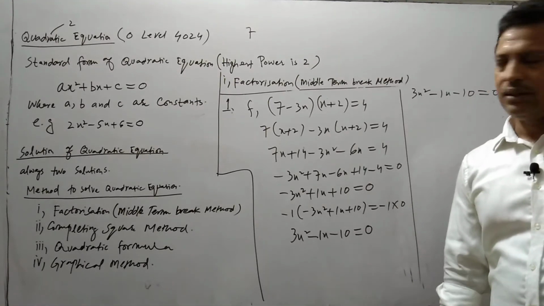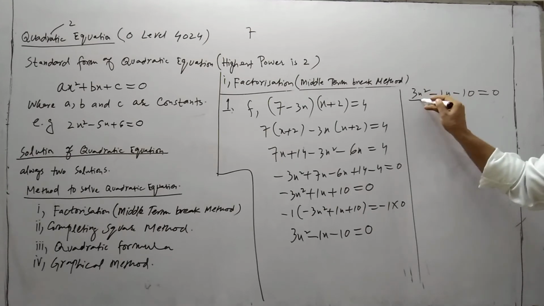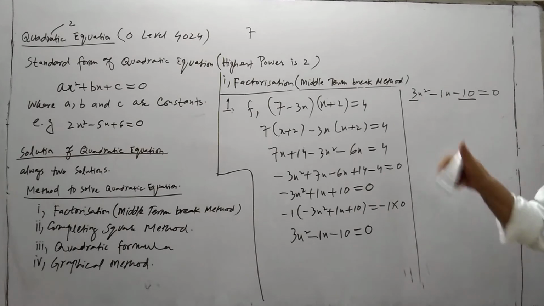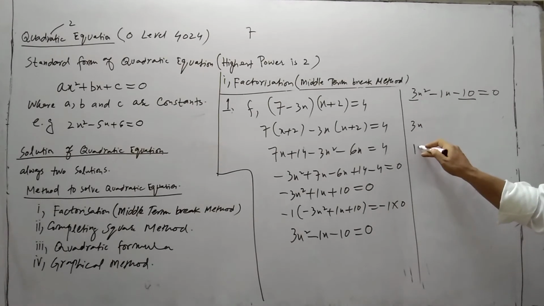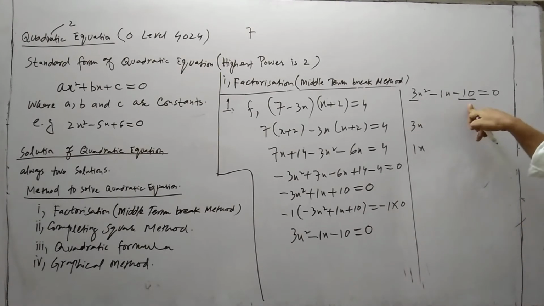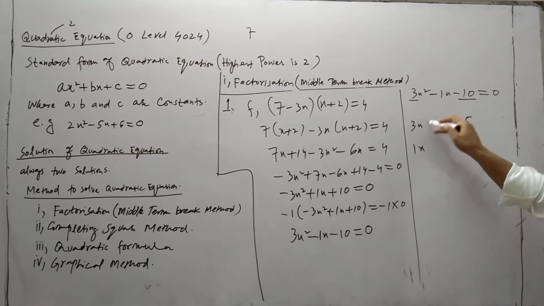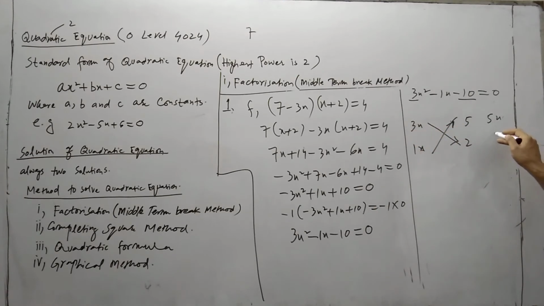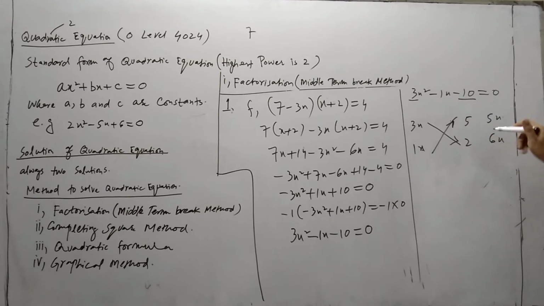What is the method? Take the first term and the last term. Convert the first term into two numbers, 1x and 3x. This is 10. We have only one choice, 5 and 2 or 2 and 5. Now check. 1x into 5 is 5x. 3x into 2 is 6x. So we need minus 1. So we put minus 6 and plus 5, because minus 6 plus 5 is minus 1.